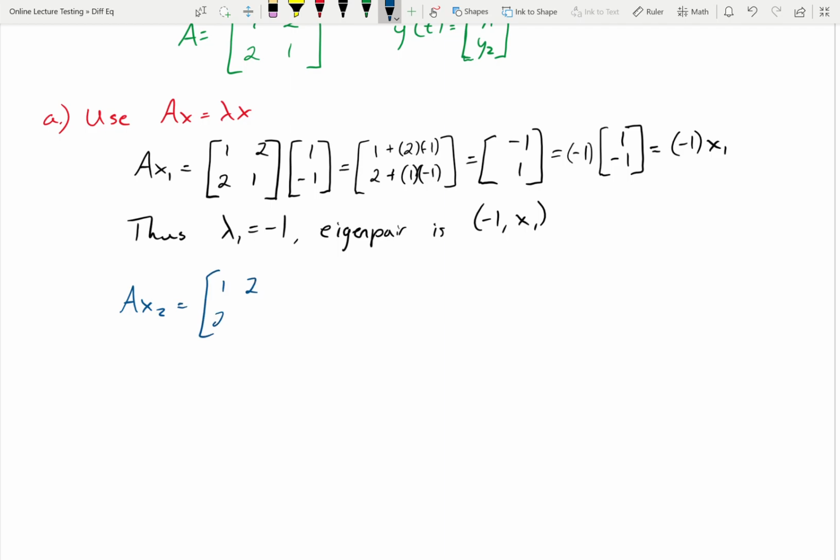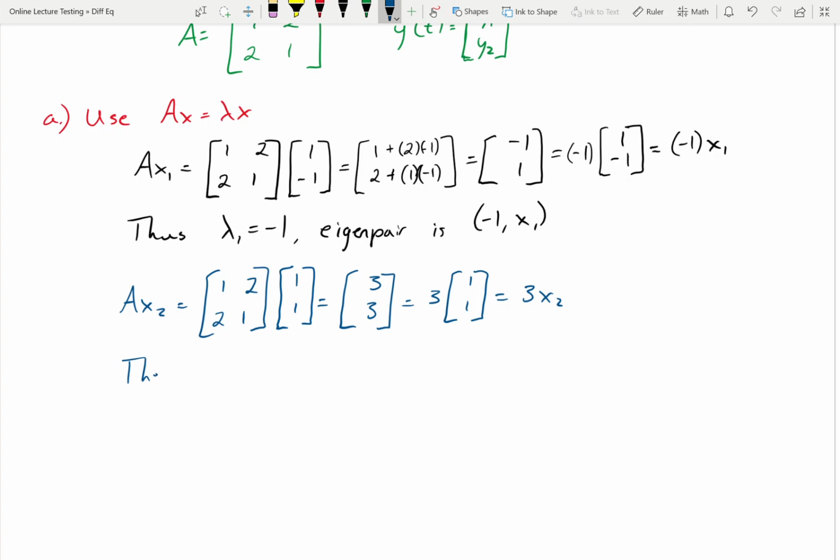So 1, 2, 2, 1. We're going to multiply that by 1, 1. Okay. So when we do that, I get 1 times 1, 2 times 1, and add those together, I get 3. 2 times 1 plus 1 times 1, so I get 3 again. And so if I factor out a 3, I'm left with 1 over 1, or 1, 1 as my vector. So that becomes 3x2.